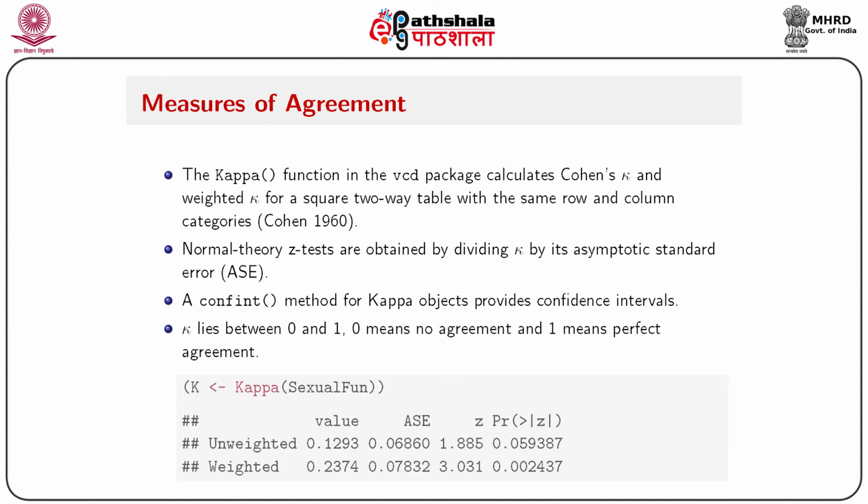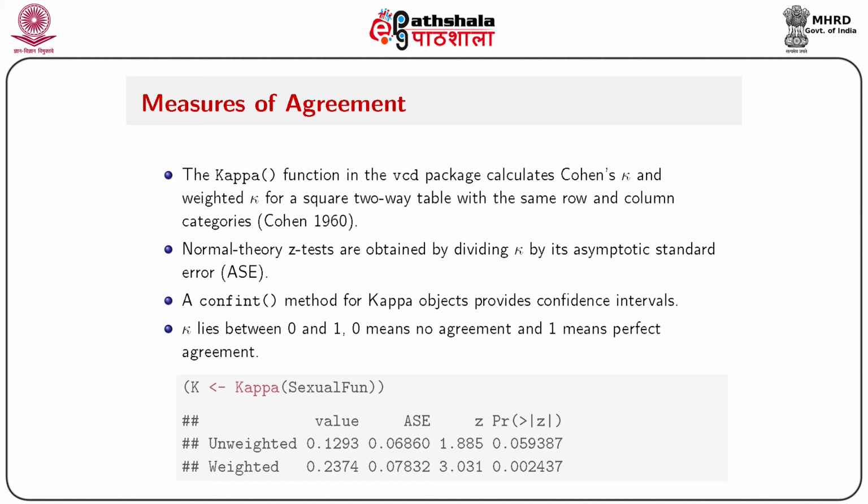Now we'll move to measures of agreement. The Kappa function in the vcd package calculates Cohen's kappa and the weighted kappa for a square two-way table with the same row and column categories, following Cohen 1960. Normal theory Z tests are obtained by dividing kappa by its asymptotic standard error. A confint method for Kappa objects provides confidence intervals, and kappa lies between 0 and 1. 0 means no agreement and 1 means perfect agreement.